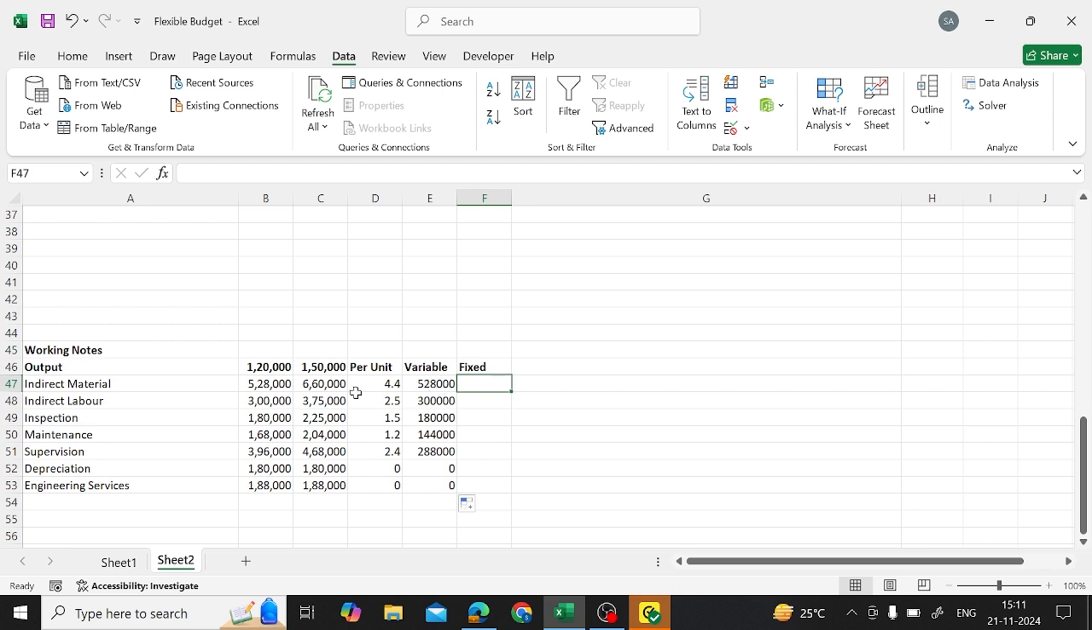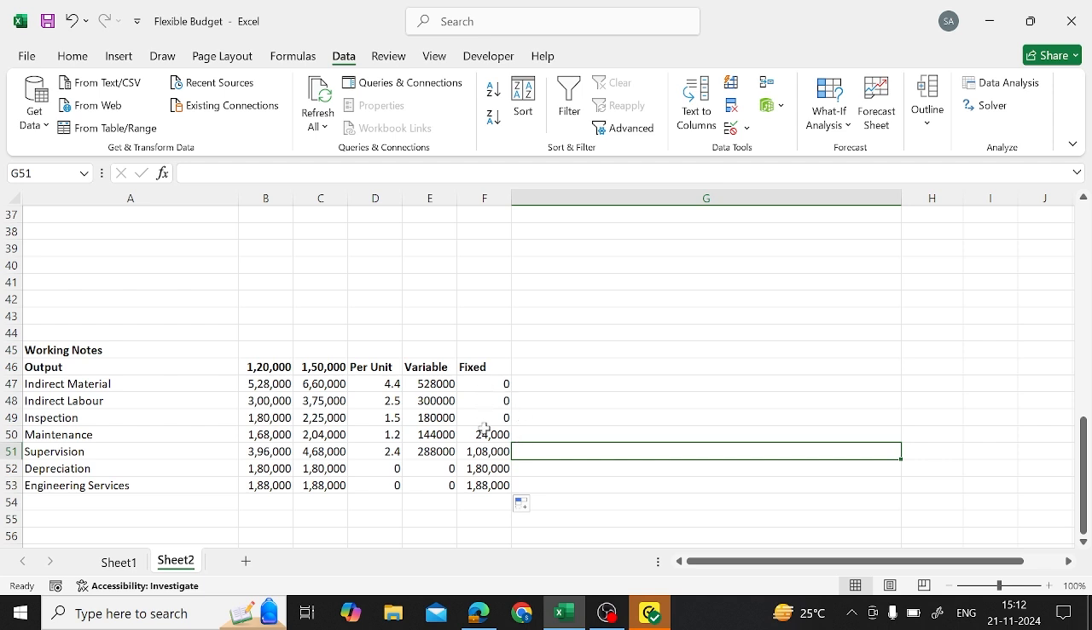So I can see that in the case of indirect material, indirect labor and inspection cost, it is all variable, because the total variable cost at 120 is the same as the given cost. But in the case of maintenance and supervision, these two costs are semi variable, where the variable proportion is this. And now we have to find out the fixed proportion, and depreciation and engineering are all fixed cost. How will you find out the fixed cost? This minus this, and then drag. So you can see that these three are total variable cost, these are semi variable, where this is the fixed portion, and these are the total fixed cost.